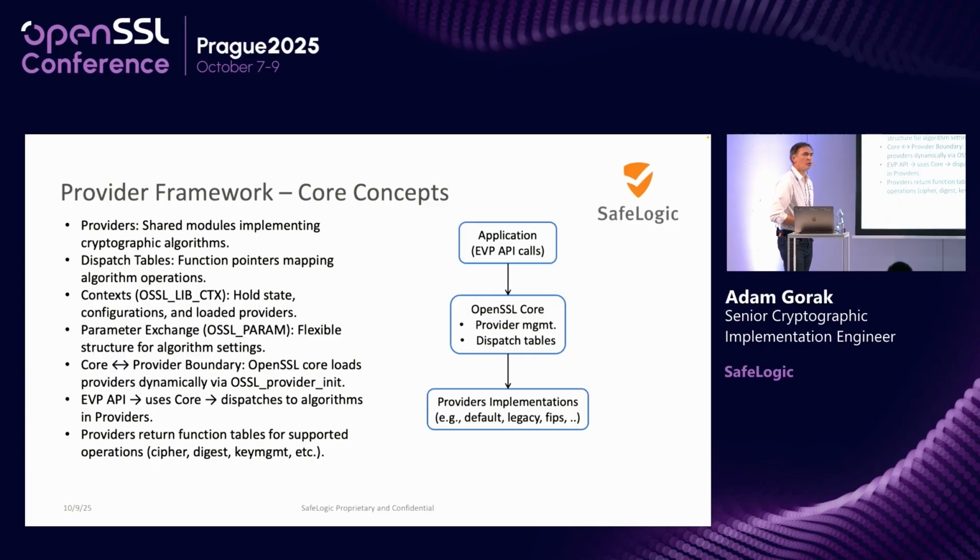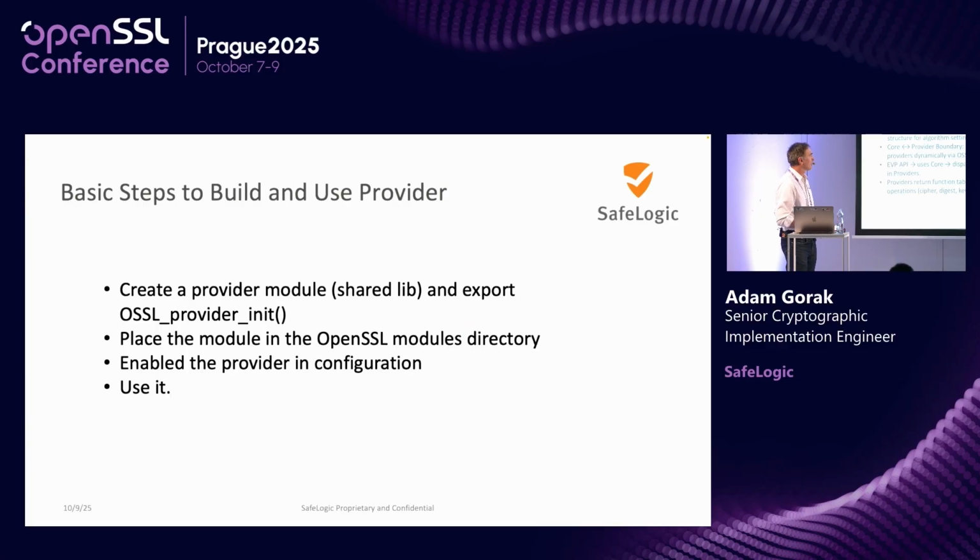On Linux, it's a dlopen function. On Windows, it's a LoadLibrary function. So once the provider is loaded, the core locates the init function and tries to call it. In the init function, the provider advertises its algorithms along with their names and properties, and these get registered in the library context algorithm store. And since then, the algorithms can be used by the application, right?